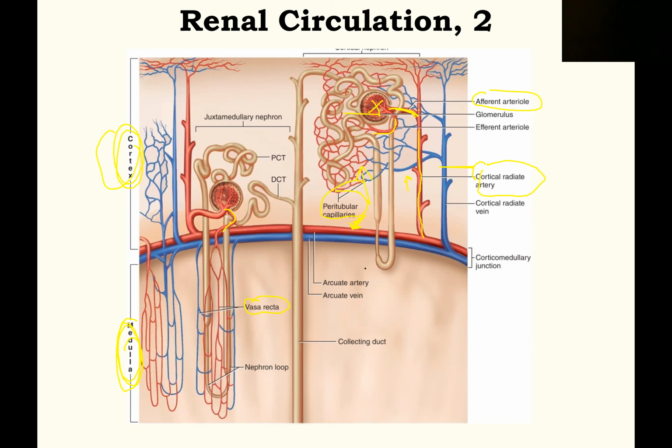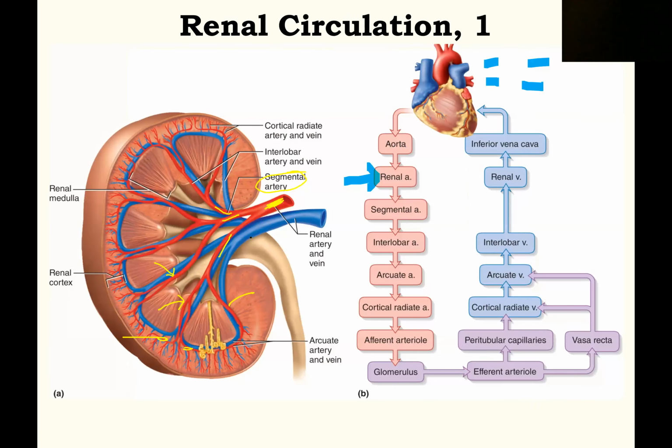Either way, they both empty into the cortical radiate vein. And that's going to empty into the arcuate vein. The arcuate veins empty into the interlobar veins, which all converge into the renal vein.